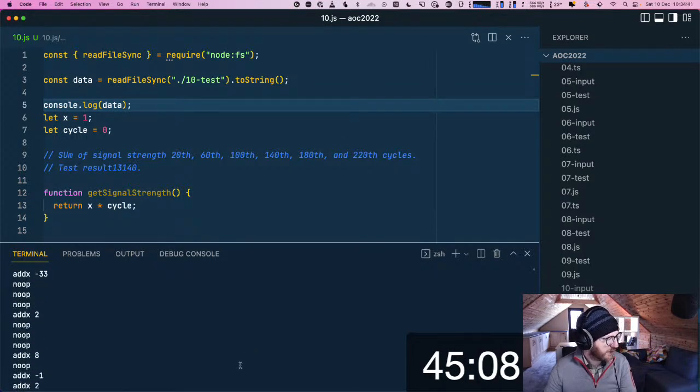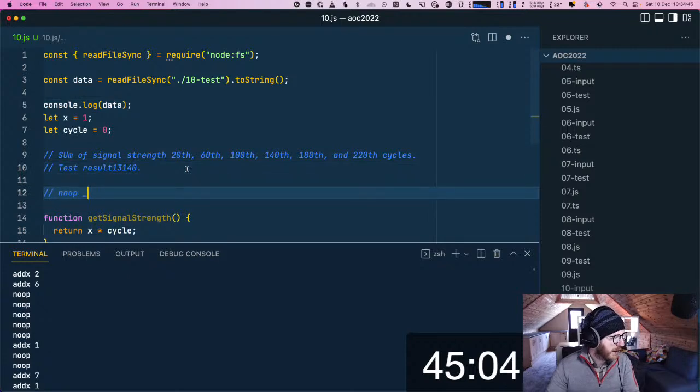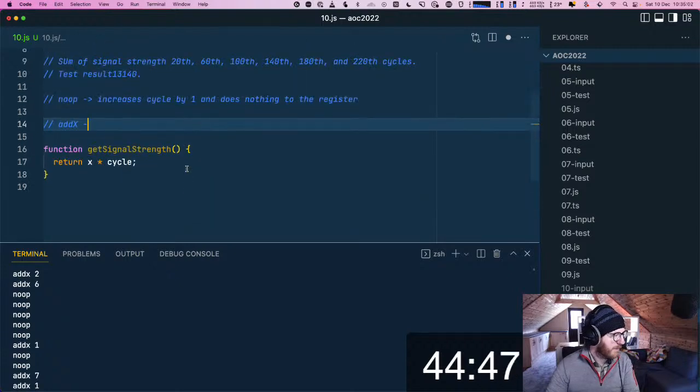So the two instructions that we're following are no op. So no op increases the cycle by 1 and does nothing to the register. And then add X increases the cycle by 2 and then increments the register.